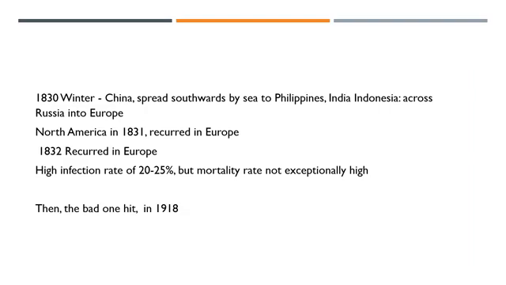So again, here are a couple other pandemics. There was one in 1830 in China, spread south, and then another one, and then in North America, it hit North America in 1832. It recurred in Europe, and it had a high infection rate, but the mortality was not exceptionally high. So I've just talked about those few historical ones, but now we're going to talk about the really big one, and that one was really bad, and that hit the world in 1918.